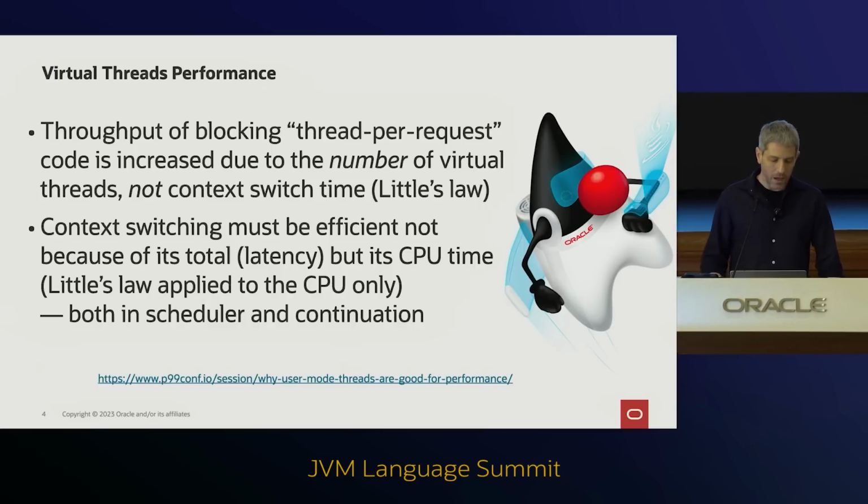But before we get there, I want to first dispel a common misconception about virtual threads, or user mode threads in general. And that is, we use them to help performance. The misconception is that they improve performance because they have very fast context switching. And that is not the case. Virtual threads improve the throughput of servers written in the thread-per-request blocking style, simply because you can have many of them. And according to Little's law, having more threads will give you more throughput.